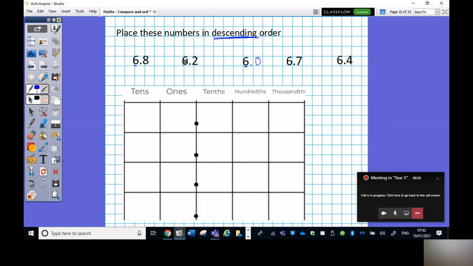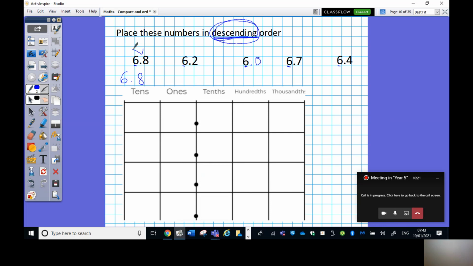Let's start with, they all seem to have just ones. Okay, so that's 6, 6, 6, all the same. And now I'm going to move on to my tenths. I'm working with ordering my numbers from highest to lowest, greatest to least. So, which has the most tenths? Good, 6.8. I'm going to tick that off.